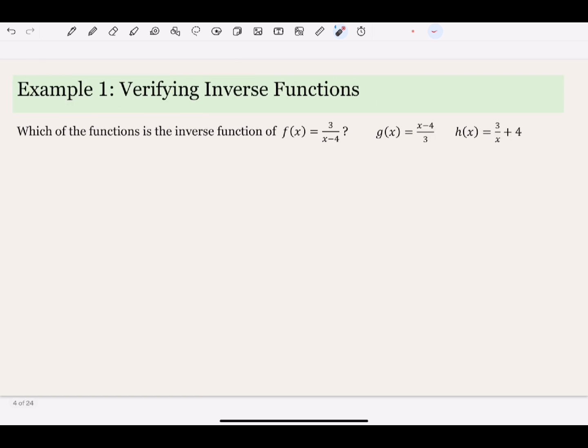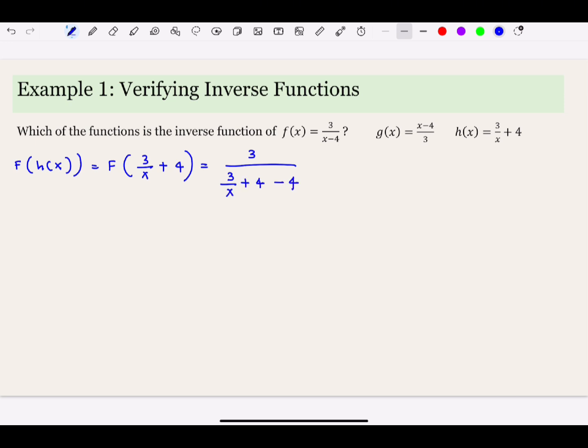Okay, so now let's again take the composition. Let's start with f of h of x. So h of x is 3 over x plus 4. Now I'm going to take the definition of f of x, and instead of x, I'm going to use this expression. So it's 3 over, instead of x, I'm going to write 3 over x plus 4, and I have a minus 4. It seems like these two terms get canceled. So then you will have 3 over 3 over x.